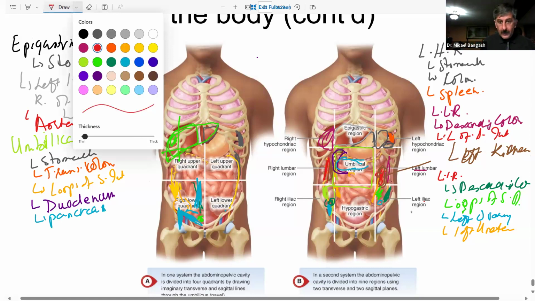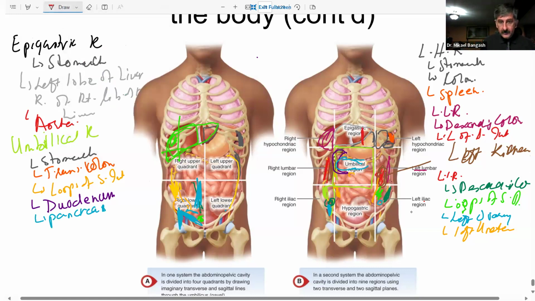And yes, what ran up here in the epigastric region is still going to continue down in the umbilical region. This is going to be. Did you guys get that?